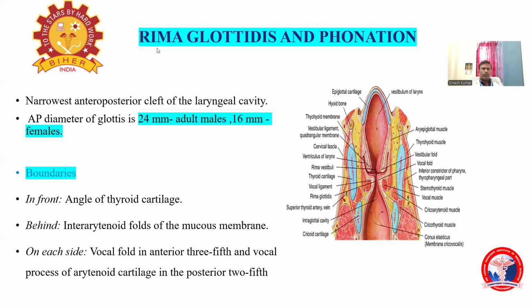Next we discuss the rima glottidis and phonation. It's the narrowest anteroposterior cleft of the laryngeal cavity. The anteroposterior diameter of the glottis is 24 millimeters in adult males and 16 millimeters in females. The boundaries: in front, the angle of the thyroid cartilage, and behind, the interarytenoid fold of mucous membrane. On each side, the vocal fold in the anterior three-fifths and the vocal process of the arytenoid cartilage in the posterior two-fifths.